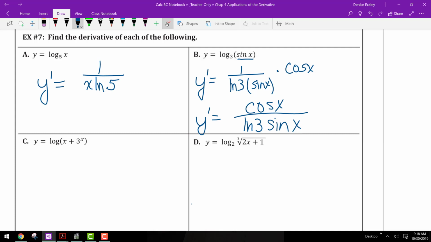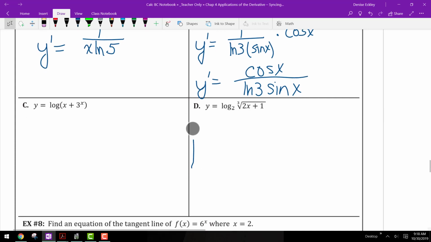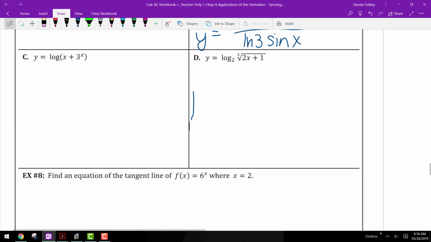Next one is the log of x plus 3 to the x. And again, we're going to have to use the chain rule here. So we're going to find y prime by first taking 1 over ln of 10, because we have no base shown, because that means it's base 10, multiplied times x plus 3 to the x.